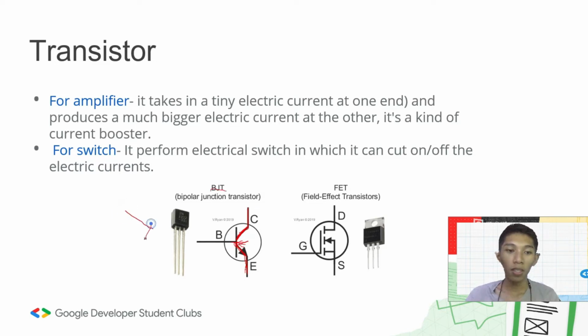So this is an example of a bipolar transistor, and this is an example of a field effect transistor, most commonly used by heavy duty applications, which is embedded with a heatsink.